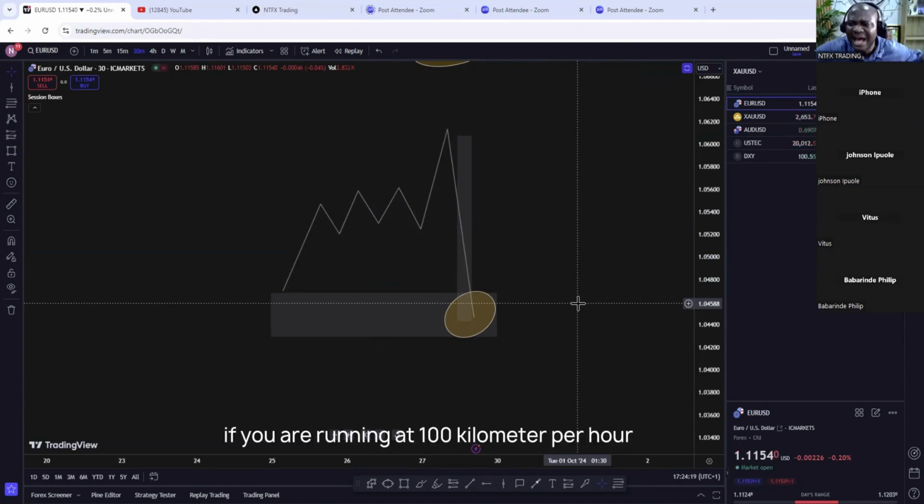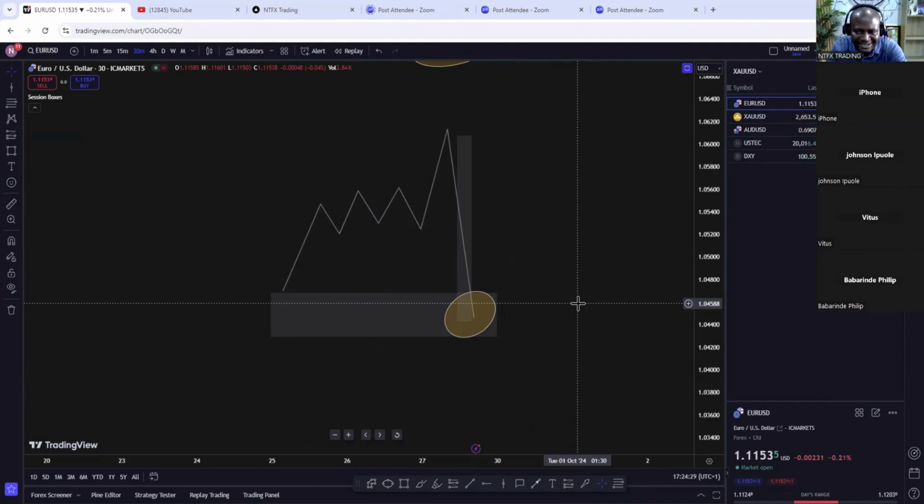I want to ask you a question and be faithful to giving me the answer within yourself. If you are running at 100 kilometers per hour and a policeman stops you, will you be able to smash the brake and stop immediately? No, sir. In this type of mitigation, don't look for injection immediately.